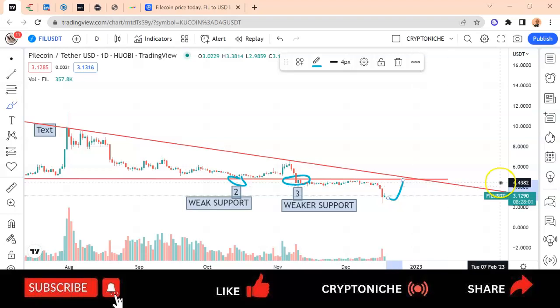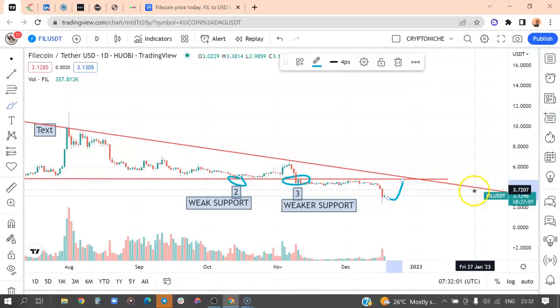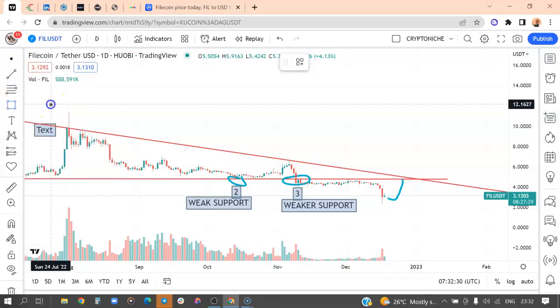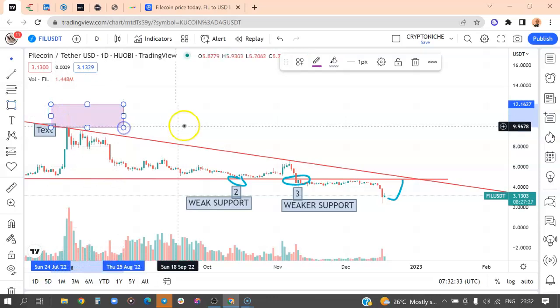So what I would do is that before it touches this trend line here, I'm going to place my short position a little bit above it. I will place one short above the trend line, probably at 4.9, and I'll place the second short at maybe 5.4 or 5.8, because when Filecoin is pumping, there could be a wick like this, look at this, a wick that tends to tap out the shorts.